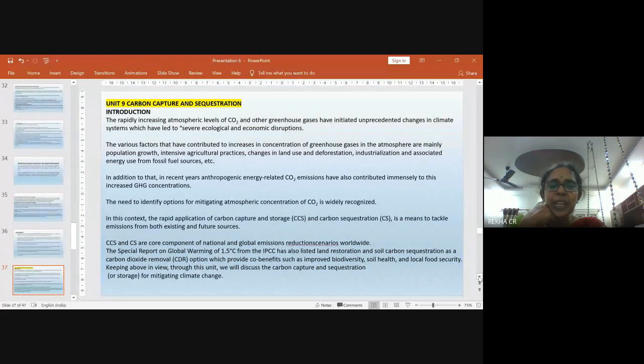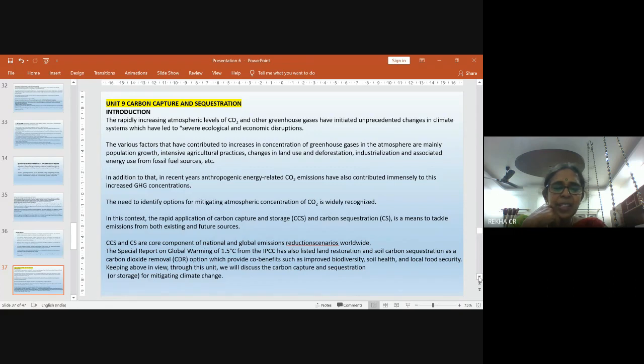So the various factors which have increased the concentration of greenhouse gases are mainly the population growth, intensive agricultural practices, change in land use and deforestation, industrialization, and associated energy use from fossil fuels, etc. Anthropogenic energy related carbon dioxide emissions have also contributed immensely to the increased greenhouse gas concentration. So the need to identify options for mitigating atmospheric carbon dioxide is widely recognized.